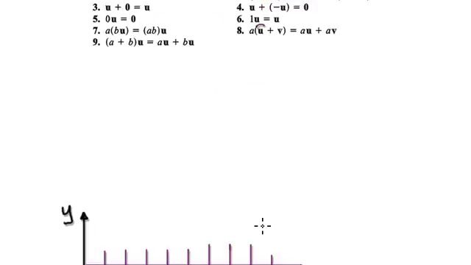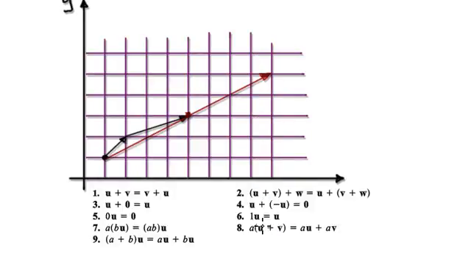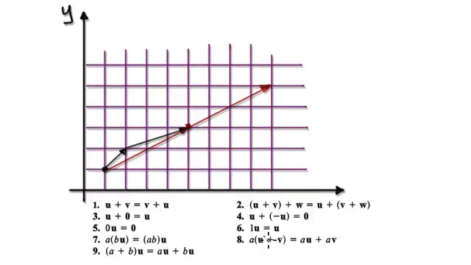Number 8 is saying if you have 2 vectors. Number 8 would be me moving down here. Let's say you have a vector u and v. So this is our vector u. This is our vector v. So combining the two would take us from here to here.